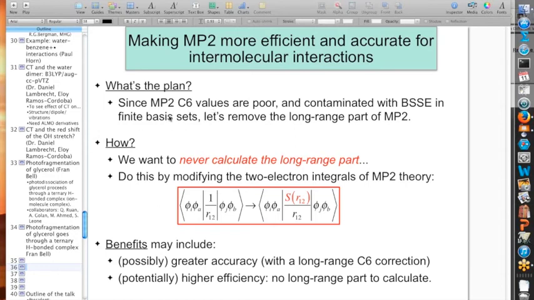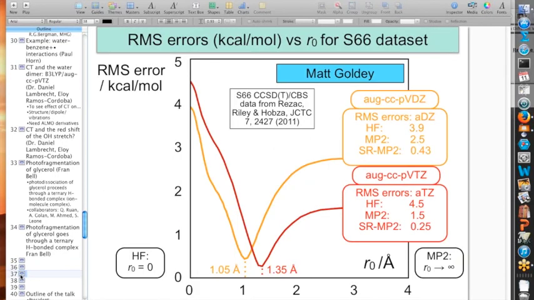So Matt and I set out to try and improve MP2 theory by not calculating the long-range part, which is expensive anyway and not terribly accurate. And we originally thought we would thereby get definitely greater accuracy, because we could put back a long-range kind of damped C6 type correction, a little like the dashed Ds that you're familiar with from DFT. And we might also in the future be able to get higher efficiency, because we're not calculating the long-range part to begin with. And this is a plot that goes better with the graphic, with the animations that we would have hopefully been able to see, but maybe I can walk you through it.